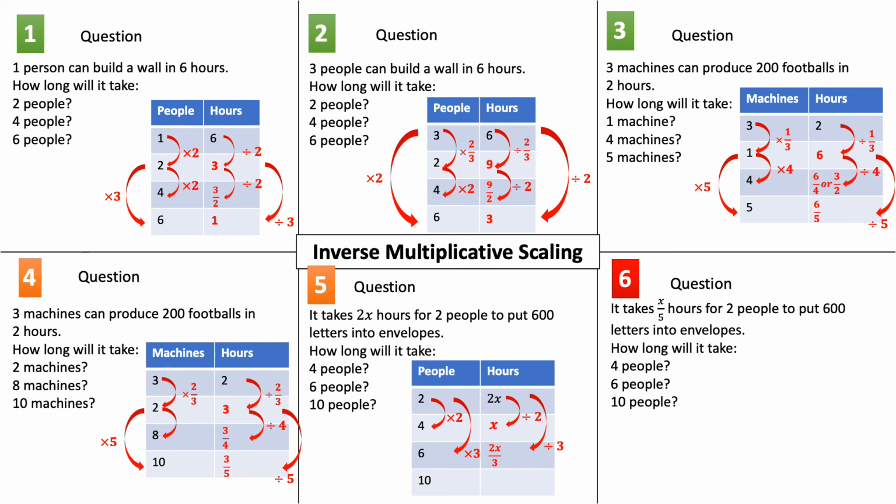Then finally, to go from 2 to 10, I have to multiply by 5, and I've used 2 because it is a factor of 10. Therefore, I have to divide 2x by 5 to get the hours for 10 people, so that's 2x over 5.